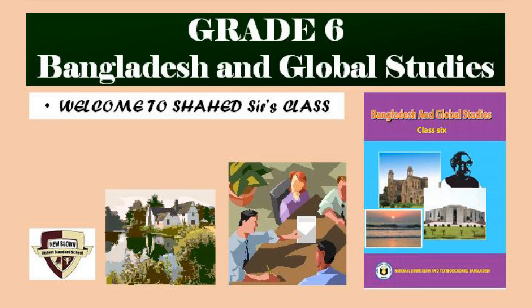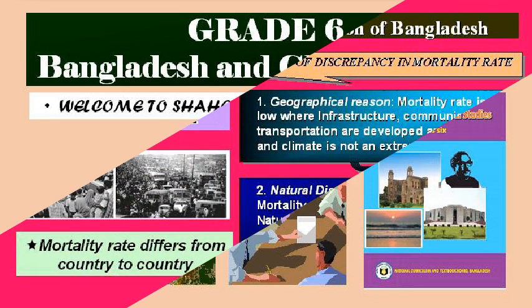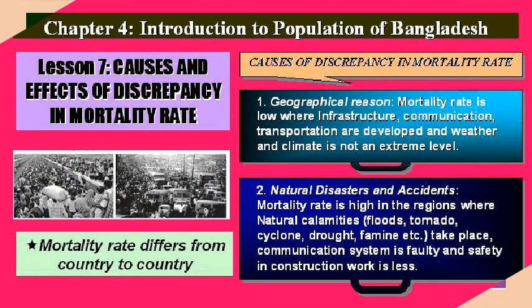Hope you're fine. Today I'm going to discuss lesson 7 of chapter 4 in your BGS book. Chapter 4 is about Introduction to Population of Bangladesh. Hope you enjoyed my last videos regarding the chapter. Well, let's start the chapter. Lesson 7 is Causes and Effects of Discrepancy in Mortality Rate.